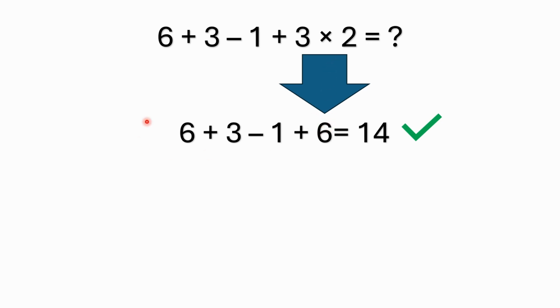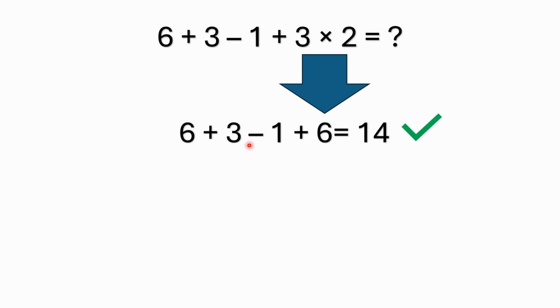So you do the 6, and then you go left to right, and you're looking at what else you have here, but we just have addition and subtraction. Addition and subtraction are on the same level, and honestly, it doesn't matter which order you do these in, but 6 plus 3 is 9, 9 minus 1 is 8, 8 plus 6 is 14. Or I could have said 3 minus 1 is 2, 6 plus 2 is 8. Well, 8 plus 6 again is 14.